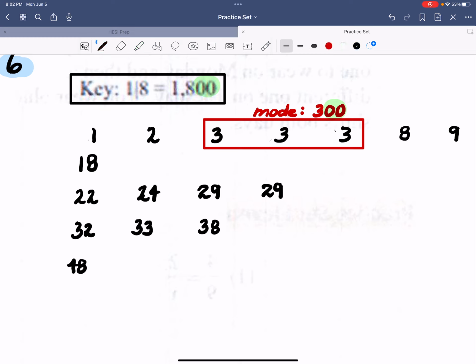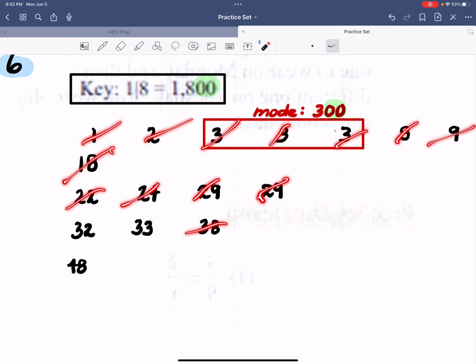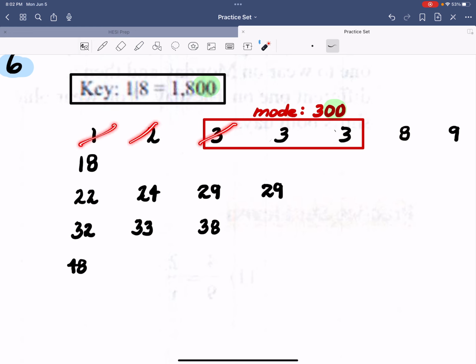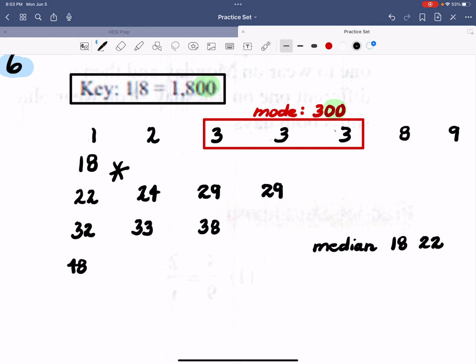Let's get our median. And I've already forgotten how many I had. So 1, 2, 3, 4, 5, 6, 7, 8, 9, 10, 11, 12, 13, 14, 15, 16. So halfway of 16 would be 8. 1, 2, 3, 4, 5, 6, 7, 8. So the median is going to be between the 18 and the 22. The median would be right in here, between the 18 and the 22.